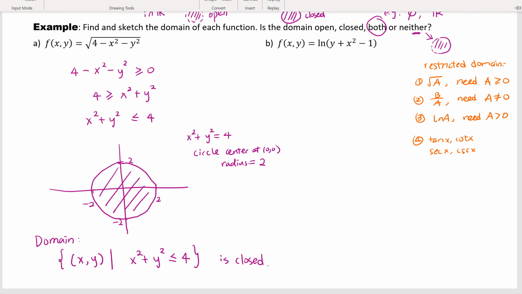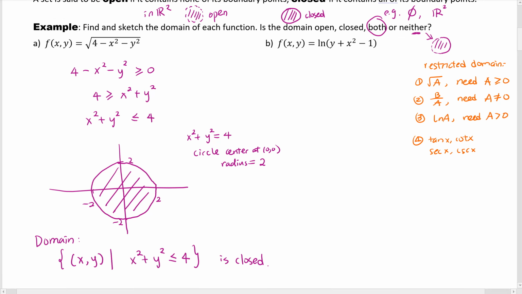Let's continue to look at example part B. Do we have a square root? Nope. Do we have a fraction? No. Do we have a natural log? Yes. Then what do we need? We need the things inside the natural log to be positive, right? And you can see y is degree 1, x is degree 2, so it's a parabola, right? So we can express y by moving the x terms to the right hand side, because we can think of y as a function of x. Then we have minus x squared plus 1. So far, so good, everybody?